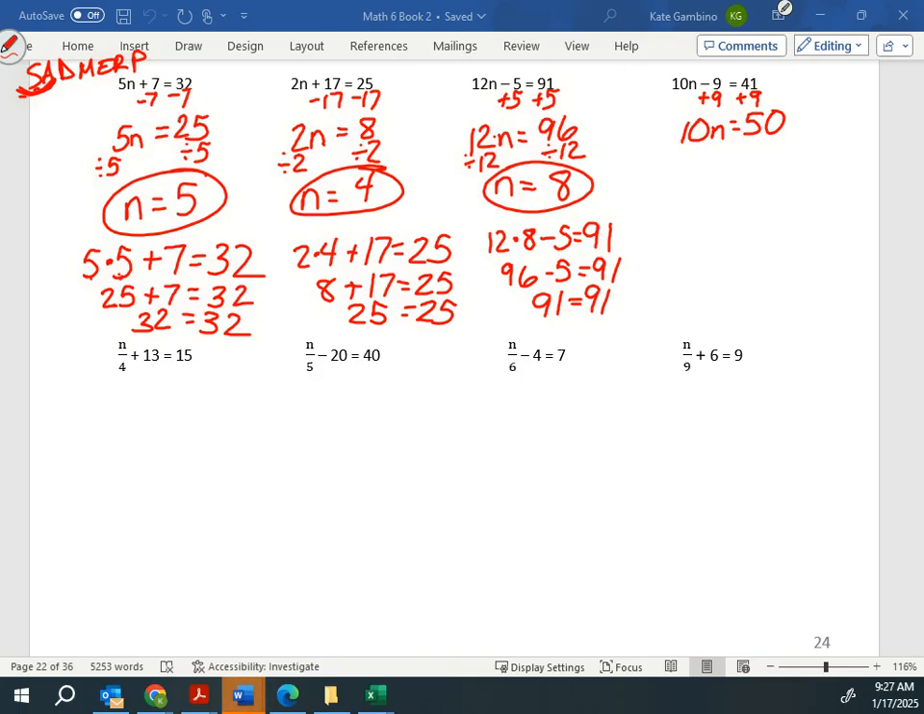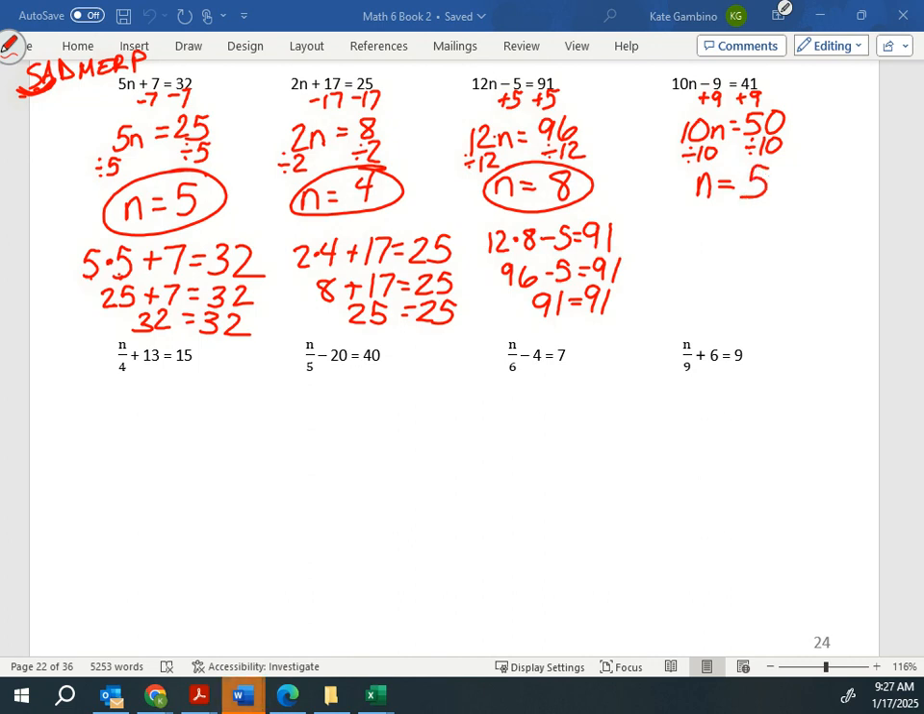What do I do next? Liam? Yeah, I'm multiplying by 10 here, so I have to divide each side by 10. 10 divided by 10 is 1. That leaves me with my 1n. 50 divided by 10 is 5.